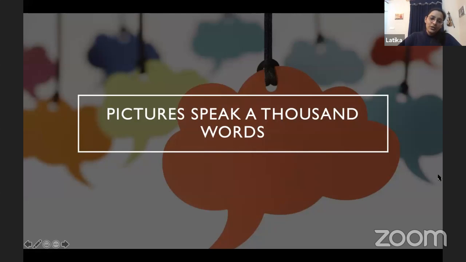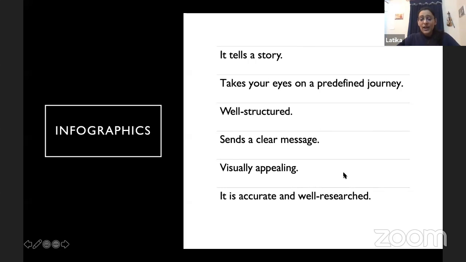And as we all know, pictures speak 1,000 words. So infographics is another important part of social media promotions. You want to use pictures for your tweets or social media posts because there's more information packed there. It's visually appealing and it's retained better in your memory.